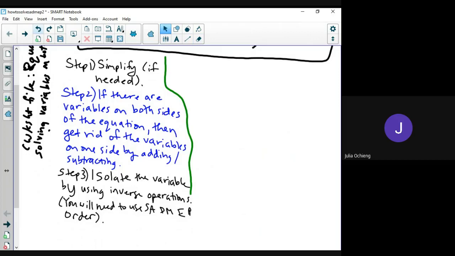So a slightly different problem. So example 2. Let's do 2 times 3x minus 4 equals 3x plus 2.